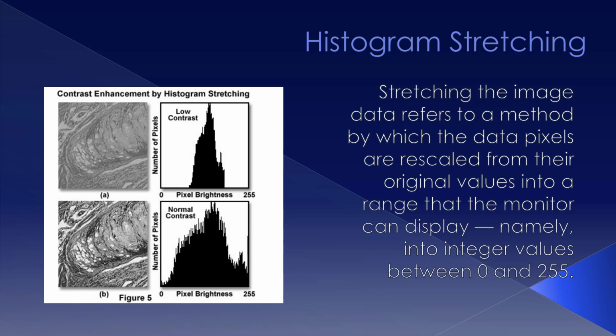Here's another representation of histogram stretching. So we have another image here shown in A and B. In the top, there's a low contrast and a concentration of the image values in the center. When we stretch that out, we get a normal contrast, and we're making use of all of the integer values between 0 and 255 that the monitor can display.